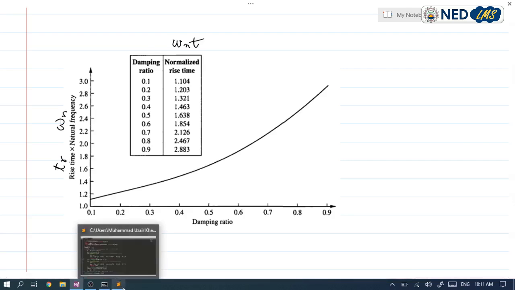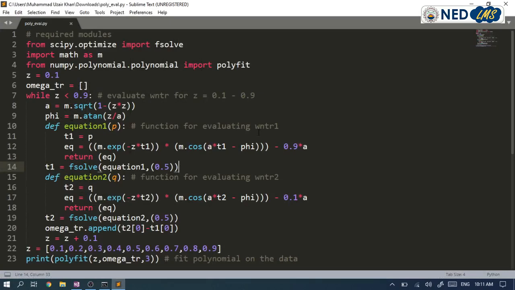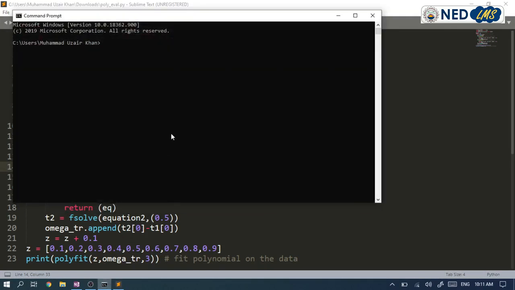I have this program which is written in Python language. So if I run this program here, we will get the values of the polynomials. These are the coefficients of the polynomials that will be used to develop the graph of the rise time.